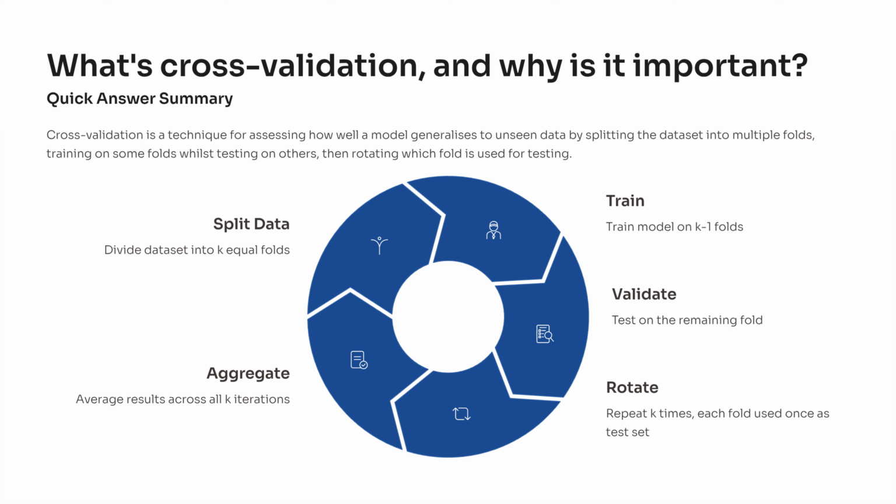This rotation ensures your evaluation isn't biased by how you split the data. It shows how the model performs across different subsets, making it far more robust and dependable than a single test run. That's the essence of cross-validation: not just testing your model, but proving it can perform in the real world.